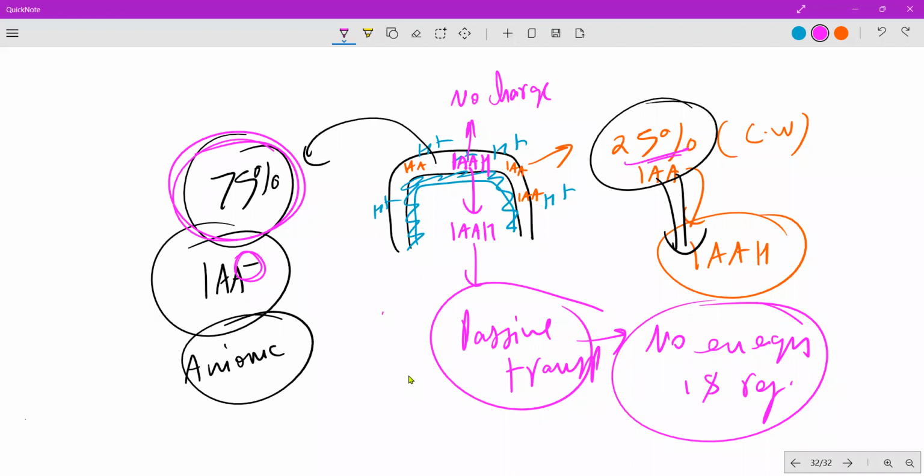So what will happen to this 75% auxin? How does it enter inside the cell? How will the influx take place? This is the real enigma. This is the real problem.